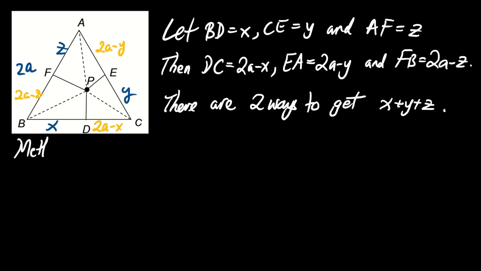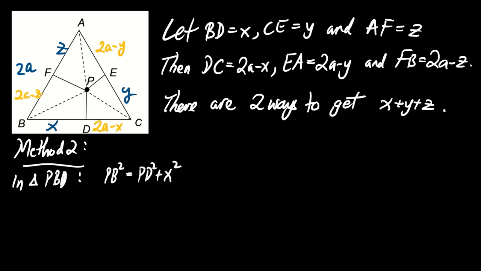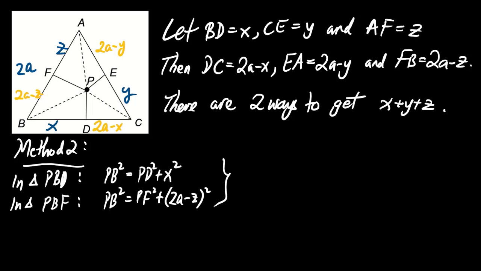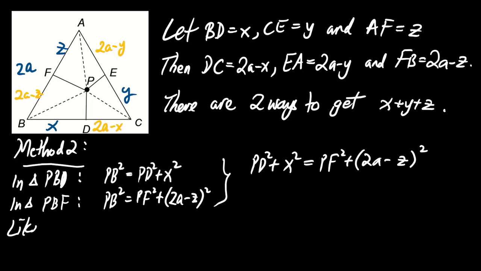Let's now look at method 2, a second way to show that x plus y plus z equals 3a. Start with triangle PBD. PB squared equals PD squared plus x squared. From triangle PBF, PB squared also equals PF squared plus (2a minus z) squared. Equating both gives PD squared plus x squared equals PF squared plus (2a minus z) squared. That's equation 1.